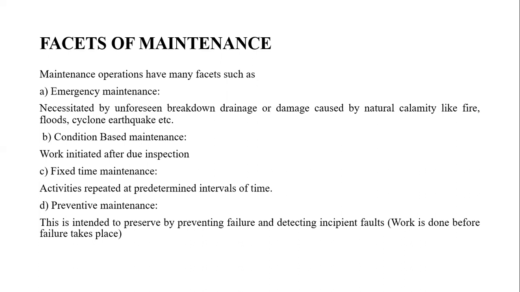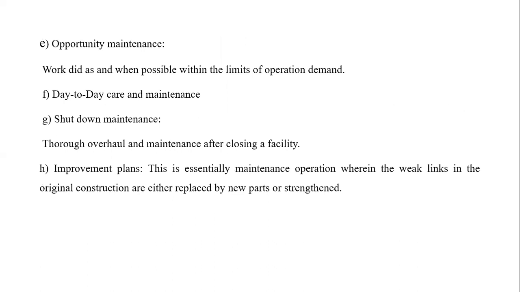And the next one is preventive maintenance. This is intended to preserve by preventing failure and detecting any fault. So the work is done before failure takes place. Before the starting of the failure itself, the work should get carried out. This is called preventive maintenance. The next one is opportunity maintenance. In this, work is done as soon as possible within the limits of operation needed. And day-to-day care maintenance is daily maintaining activities. Daily maintaining activities should be carried out daily. So that is called day-to-day activities.